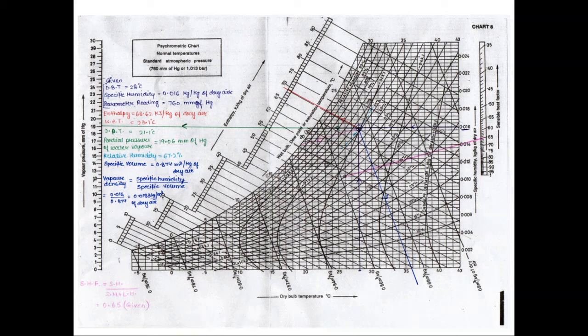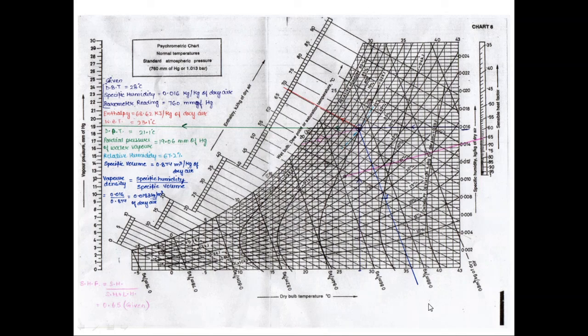Now you will draw a line joining these 2 points. From the given point, draw a line parallel to the line we have drawn from 0.65 to the alignment circle, up to the saturation temperature curve. So this is our sensible heat factor line for this.